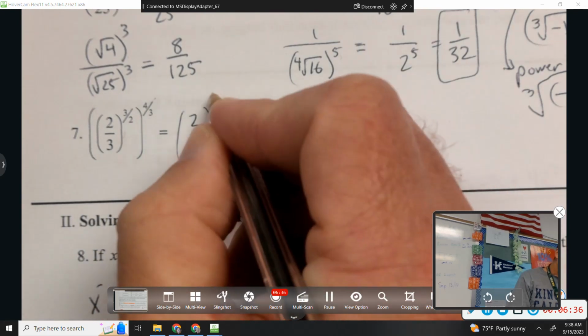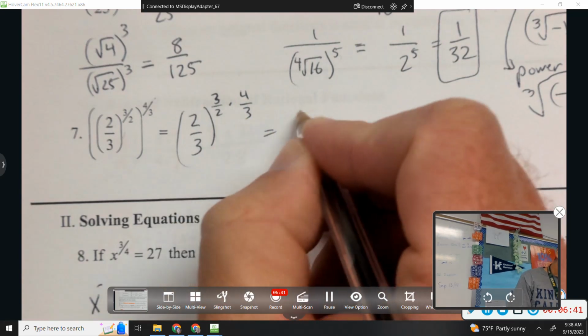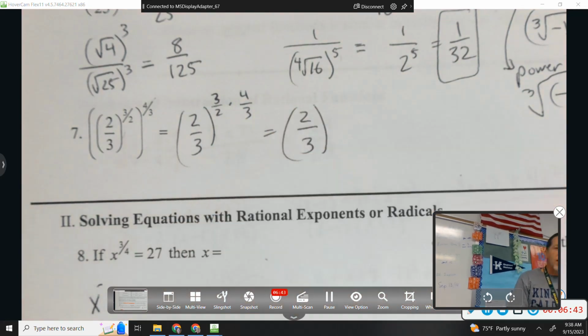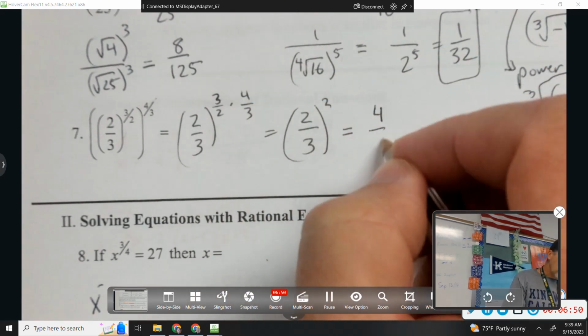So 3/2 times 4/3. The 3's cancel. 4 over 2 is 2. Square the top, square the bottom.